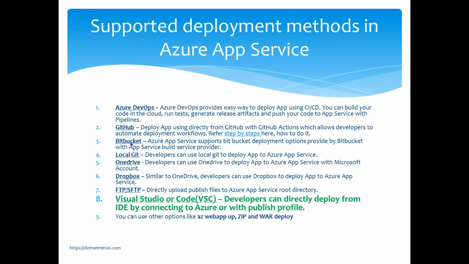And the seventh one is FTP or SFTP. What you can do is create your web application, build it, publish it, and take those files and, using any file transfer tools like FileZilla, simply connect to your Azure App Service and move your files to the Azure App Service. That's the easiest way, the traditional way we used to do before.